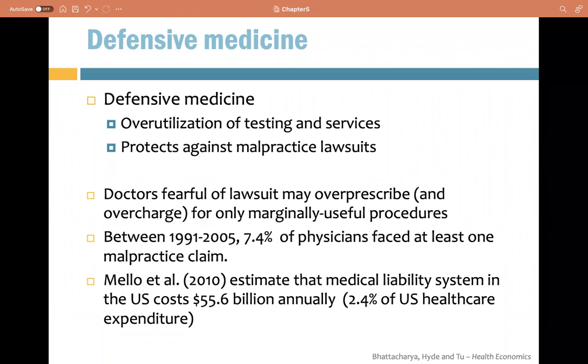Between 1991 and 2005, 7.4% of physicians faced at least one malpractice claim. Okay, so this is a relatively higher percentage compared to a lot of other countries. A paper in 2010 estimated that the medical liability system in the US cost 55.6 billion annually. And this money is spent for the sake of not getting sued.